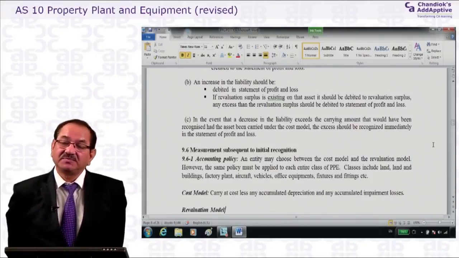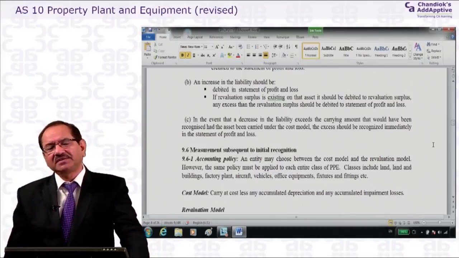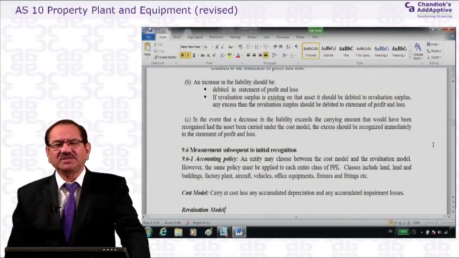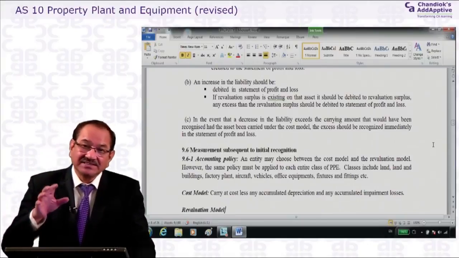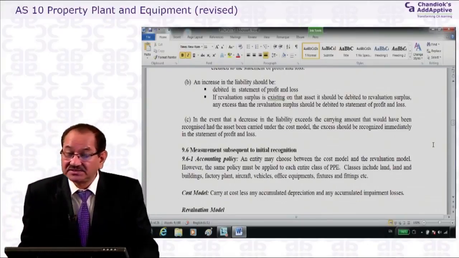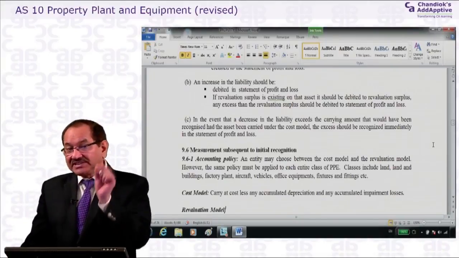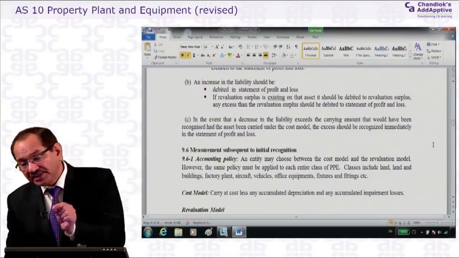The earlier standard does not specify that. The earlier standard was saying yes, you have to carry it at cost, less depreciation, less impairment. You can't revalue it. They were talking about revaluations in AS 10, but there was no guidance about the revaluations. What should it be? When you should do it? Why you should do it? But in this standard, which is exactly as Ind AS 16, it says that measurement subsequent to the initial recognition will be either you will follow the cost model or revaluation model.